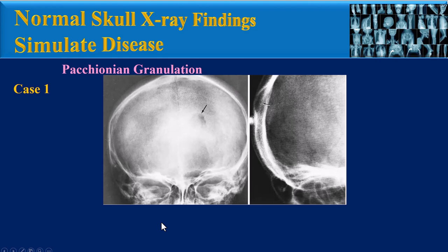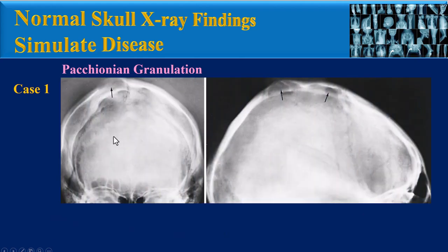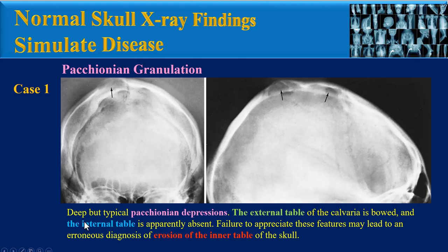Another example, here we can see typical Pacchionian depression in the frontal bone. In the frontal view, this lucency is often mistaken for a destructive lesion, because we can see here a lytic lesion with wide transition zone. Another example, this image shows deep but typical Pacchionian depressions.